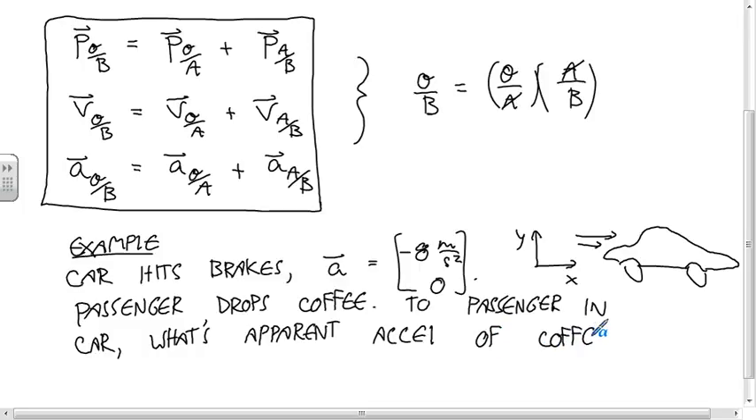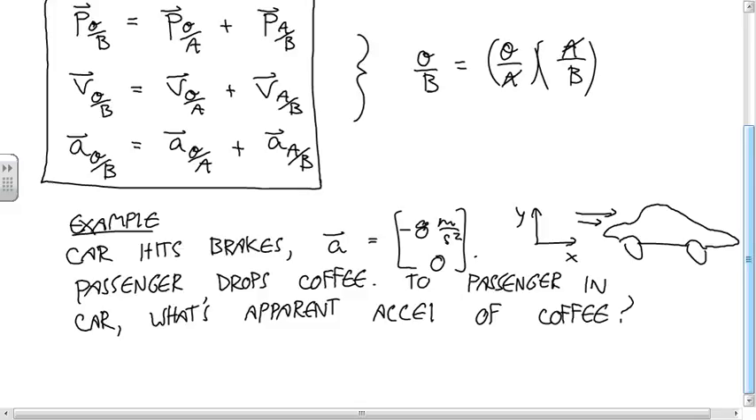Okay, so you know from this happening, like when you slam on the brakes, objects slam into the dashboard, right? So we expect somebody inside the car to have the coffee look like it accelerates down because it's falling, and also towards the front of the car, right? That's what this is going to look like.